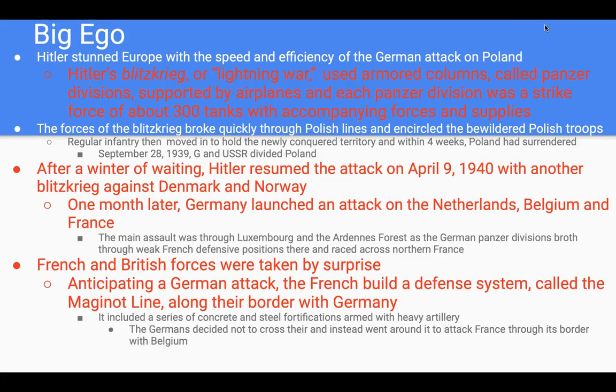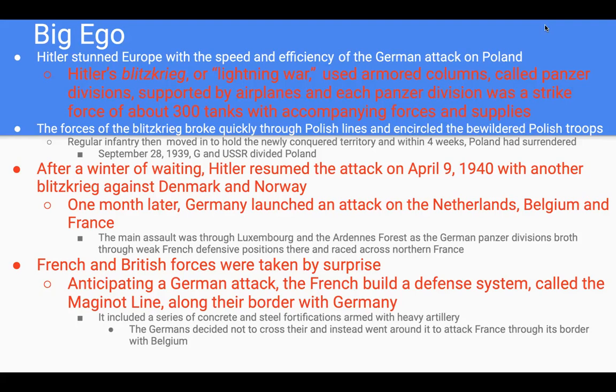Remember, the invasion started September 1st. September 28th, 1939, Germany and the Soviet Union divided Poland. After a winter of waiting, after the Blitzkrieg, it was actually called a Sitzkrieg, because in wintertime no one was fighting, no one wanted to waste any ammo, all that. Hitler will resume an attack on April 9th, 1940, with another blitzkrieg against Denmark and Norway.